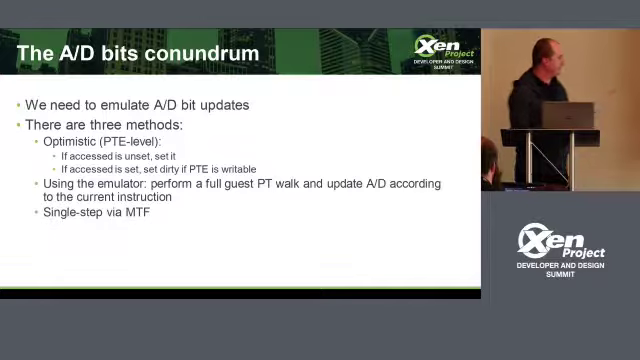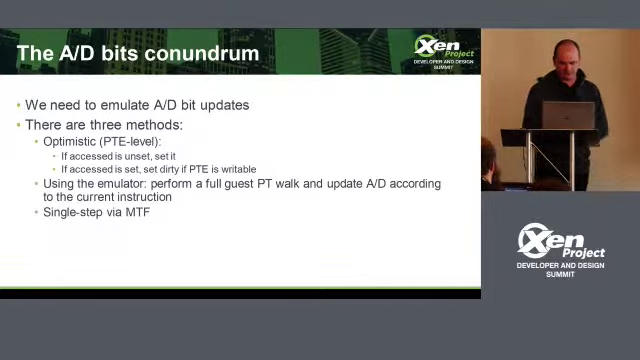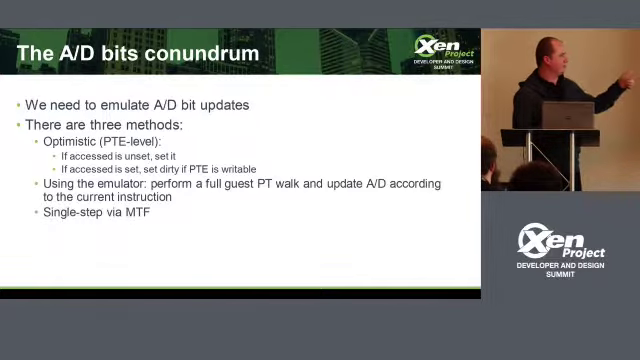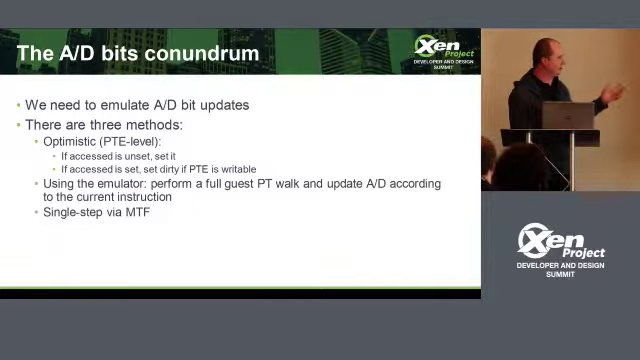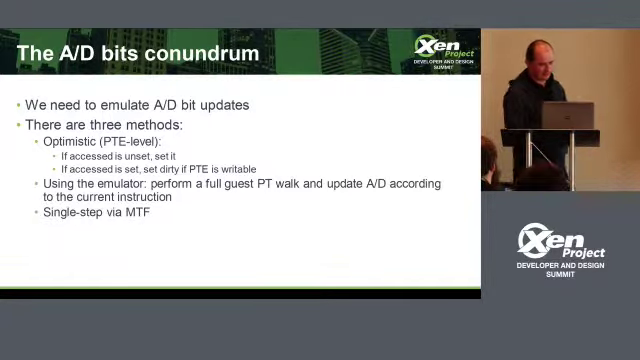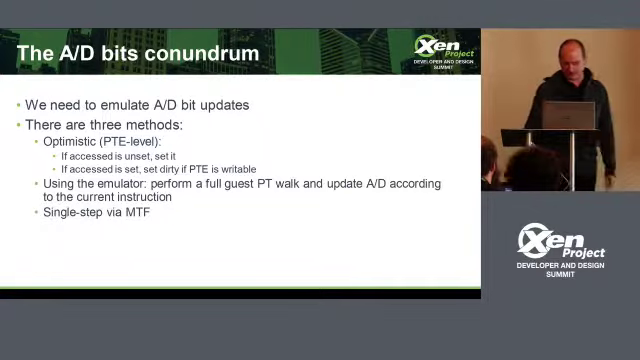The other option is single step via the monitor trap flag. It has a reasonable overhead. What we do is first try the emulator. If the emulator says the instruction is unknown, we do single stepping. Single stepping is pretty simple. Remove the protection, execute the instruction normally, place the protection back, and return to the guest.